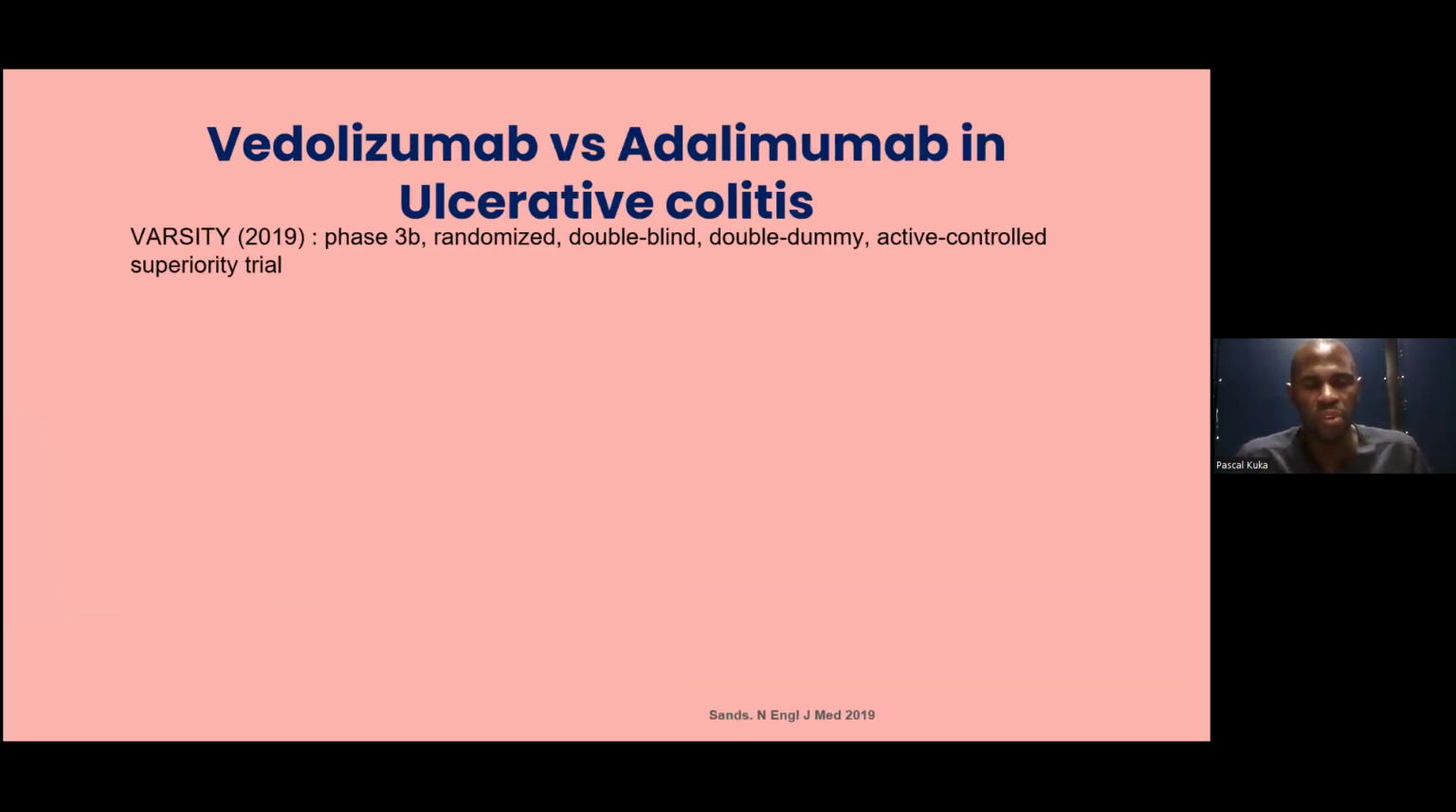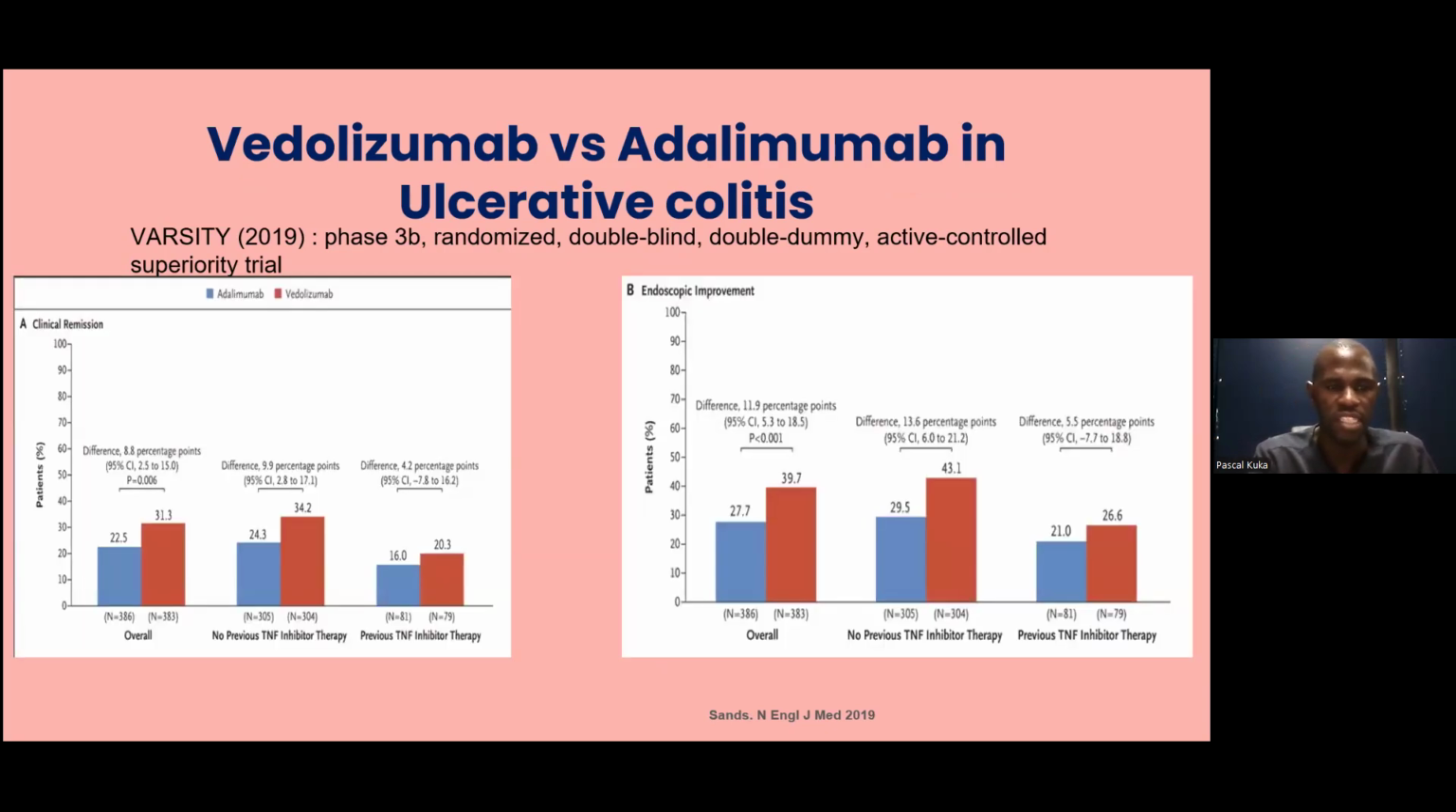So, as I'd mentioned before, we currently have some head-to-head trials, one of them being the VARSITY trial, which compared vedolizumab and adalimumab, which, as you know, is an anti-TNF, in ulcerative colitis. It showed that vedolizumab is non-inferior to adalimumab in terms of clinical response, but in endoscopic improvement, it was actually superior to adalimumab. That's at 52 weeks.